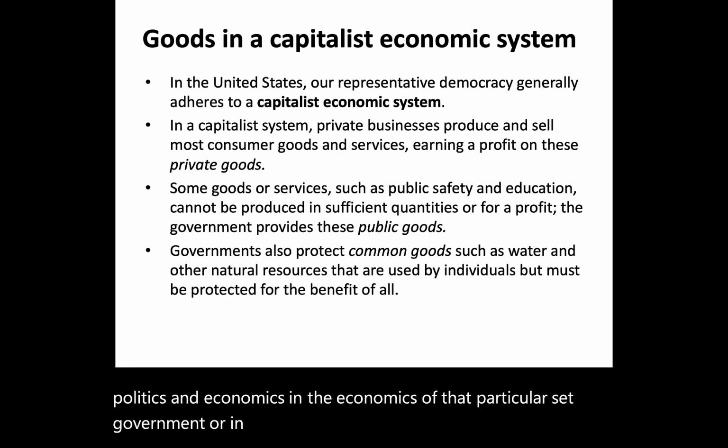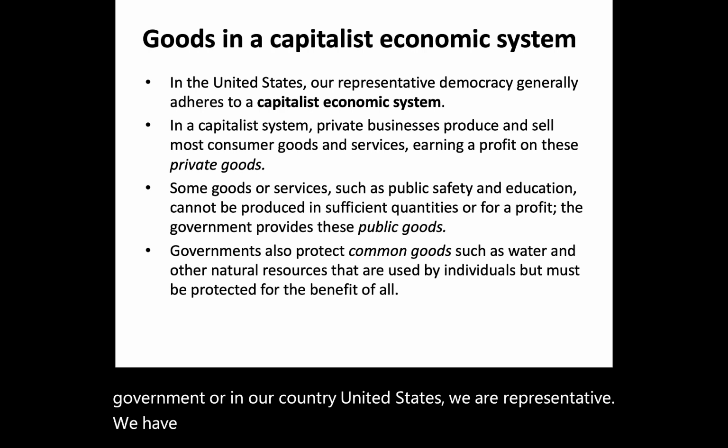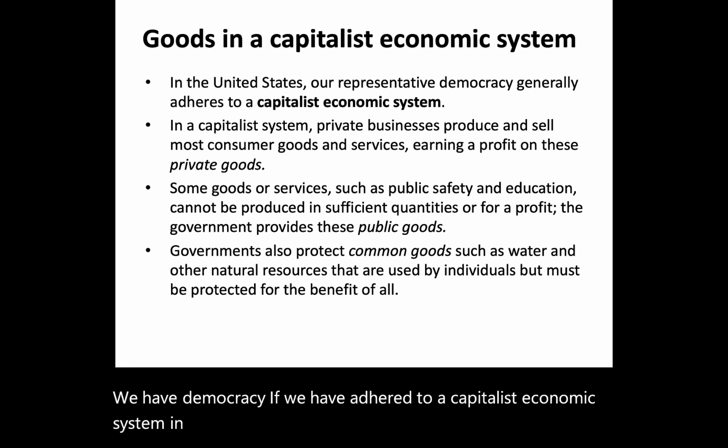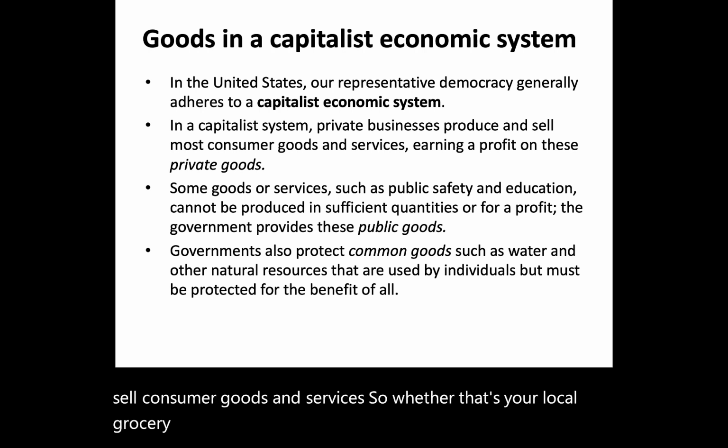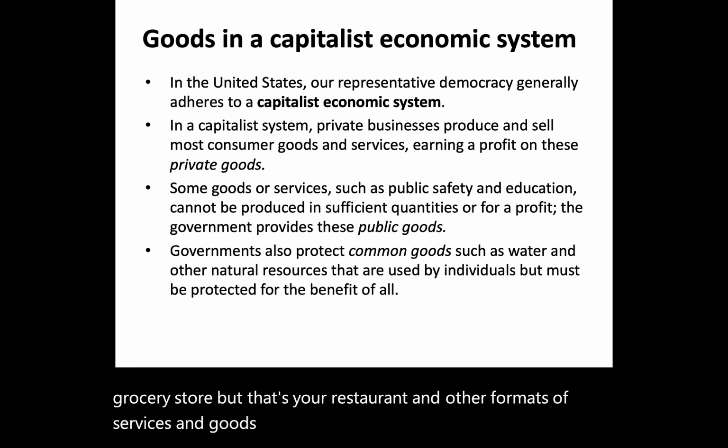In the United States, we are a representative democracy. We have adhered to a capitalist economic system. In a capitalist system, private businesses produce and sell consumer goods and services. So whether that's your local grocery store or your restaurant, and other services and goods that you eat or get your services at.